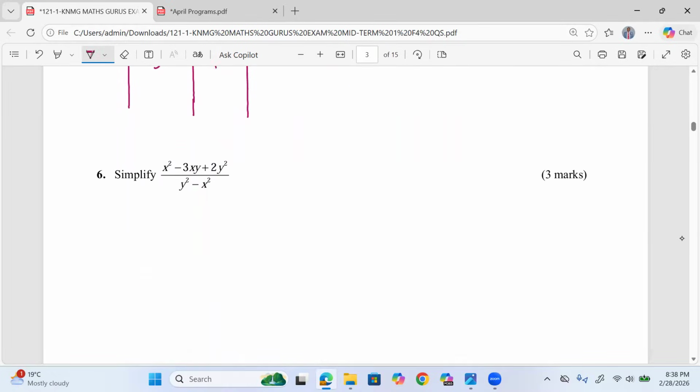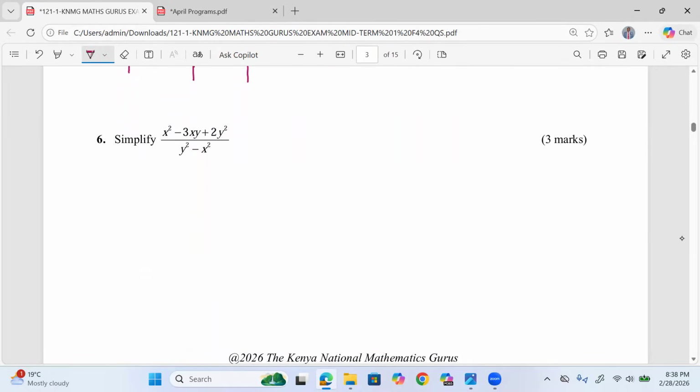A very good question. Number 6, ladies and gentlemen, simplify x power 2 minus 3xy plus 2y power 2 divided by y power 2 minus x power 2. You know, these are quadratic expressions. The nature of the denominator is a difference of 2 squares, but I would encourage students to first simplify the numerator on its own and later the denominator on its own, then combine the simplified forms of each.